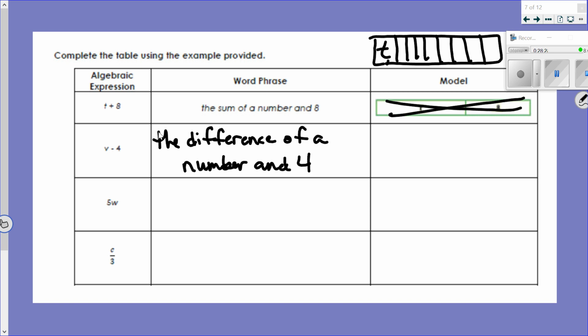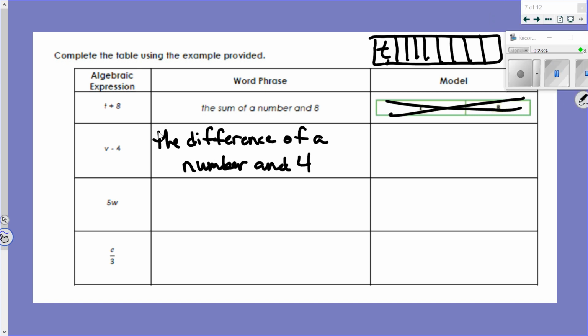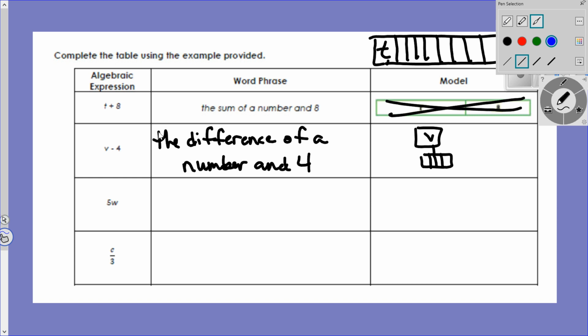What does our model look like? John? Okay. And then put a box part of the V and put 4 boxes. Like that? Yeah. Sweet. Well done.